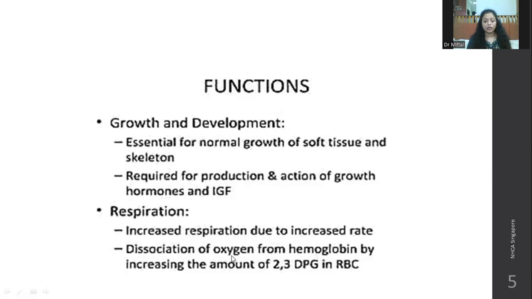Dissociation of oxygen from hemoglobin by increasing the amount of 2,3 DPG in RBC. That is how the hemoglobin is able to attach to the oxygen ion. In the presence of thyroid hormone, the oxygen ion can easily dissociate from the RBC and go into the other living cells where oxygen is required. In the absence of thyroid hormones, the RBCs will keep carrying on the oxygen ion. It will not be able to dissociate properly and be used up by the living cells.